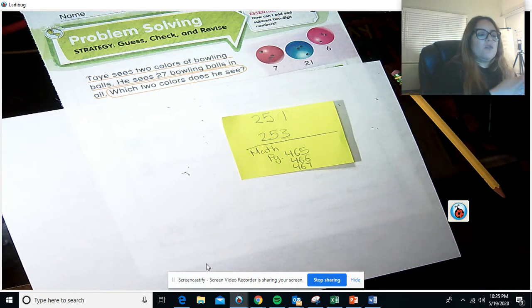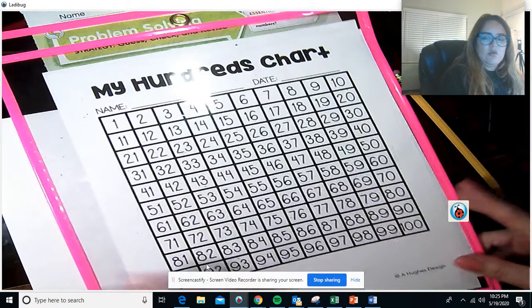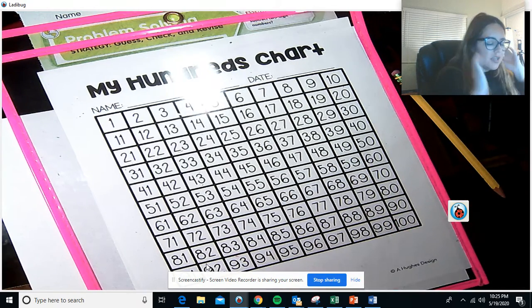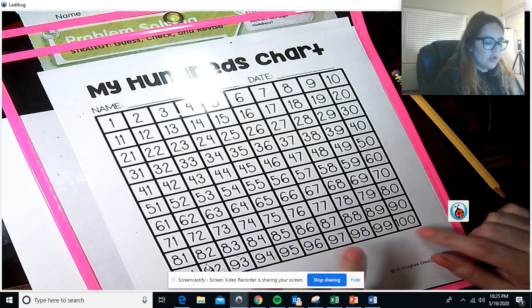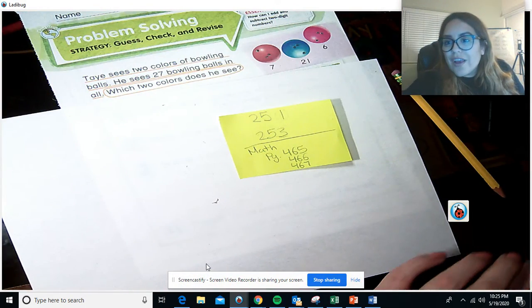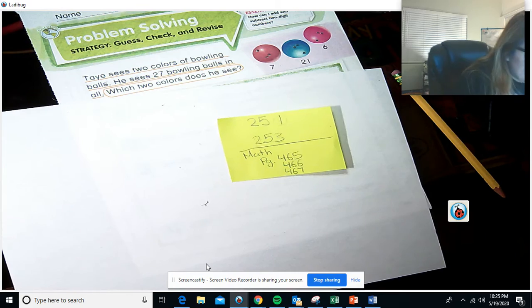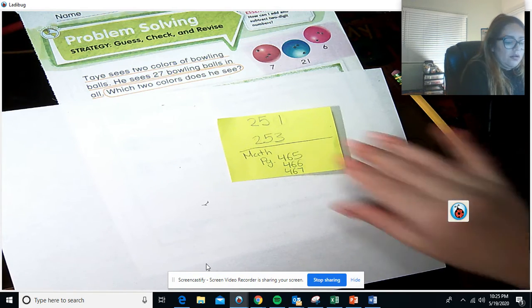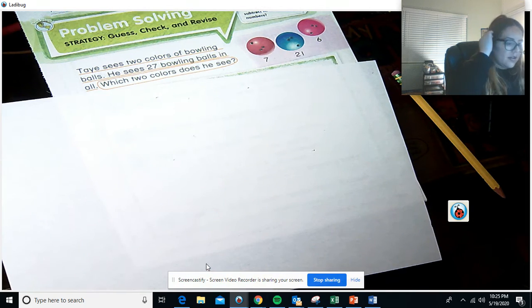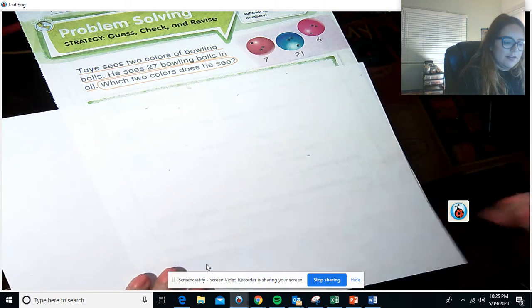And if you have your 120 chart, mine's only to 100, but yours should be to 120. If you have your 120 chart, then you need that too. If you don't have it, that's okay. All right, make sure you have all of that ready. And then we're gonna begin.